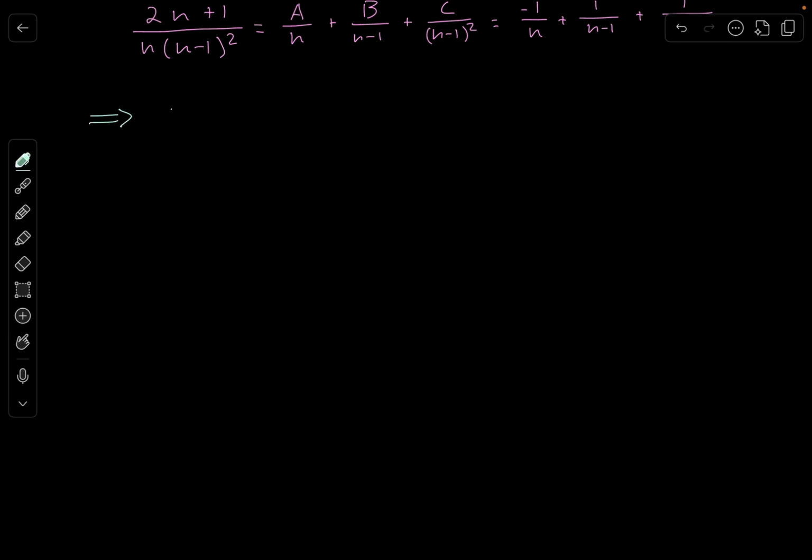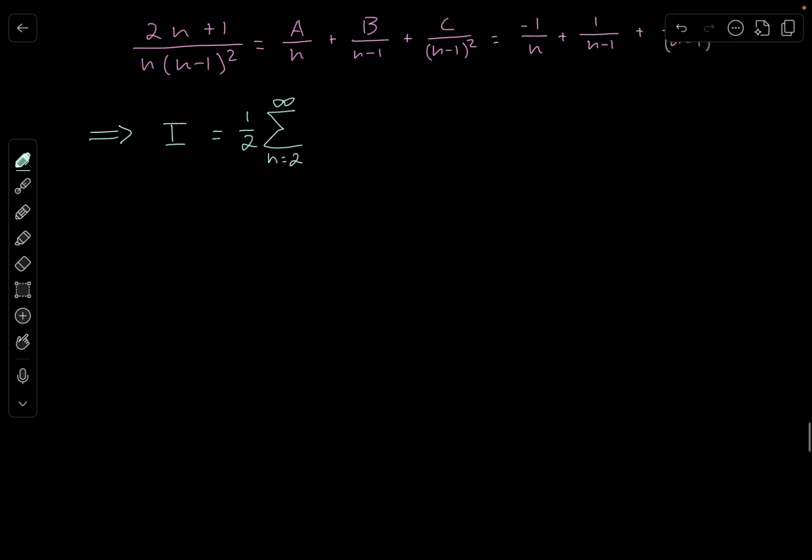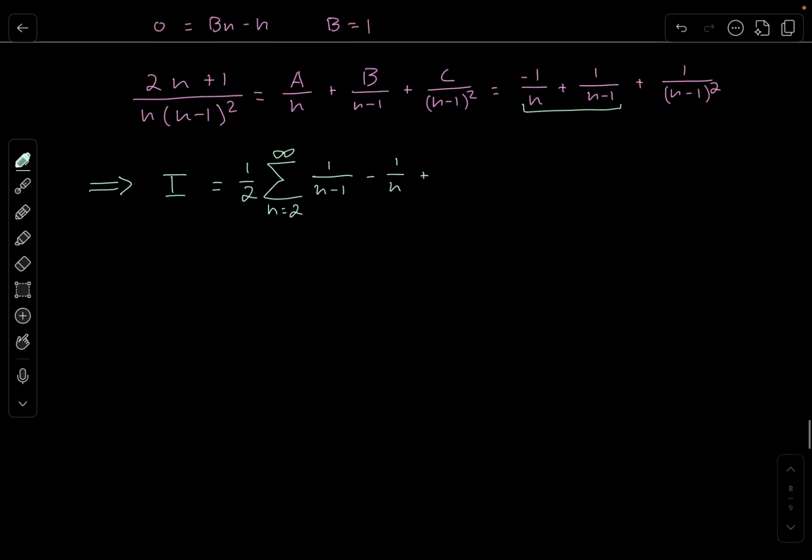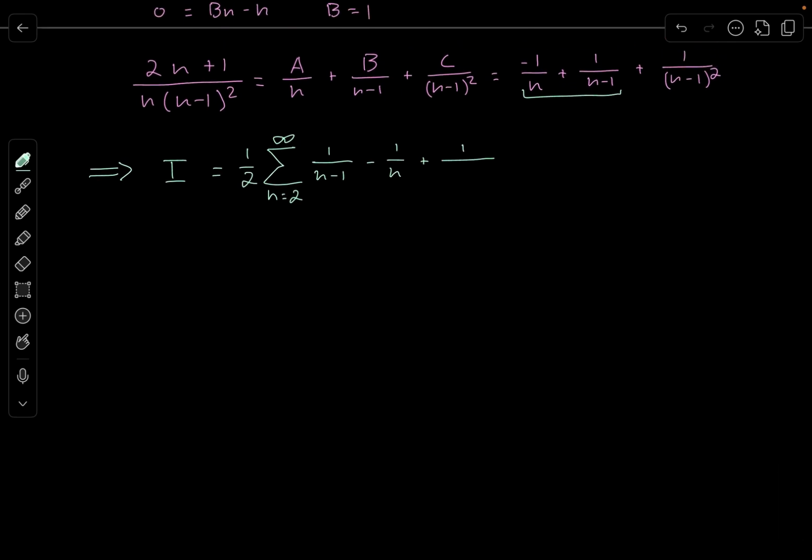So this implies that I is equal to 1/2 times the sum from n equals 2 to infinity. We want to rearrange these terms, telescoping, so we get 1 over n minus 1 minus 1 over n plus 1 over n minus 1 squared. And obviously, we can break up this sum into two different sums and evaluate them separately.